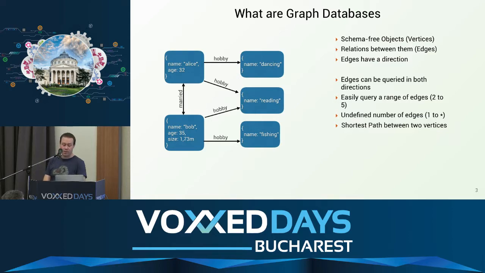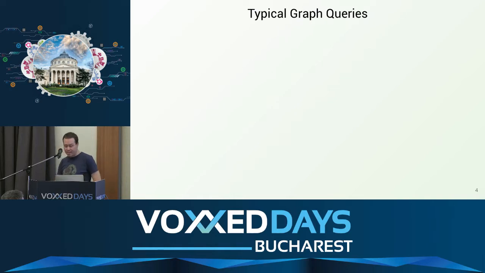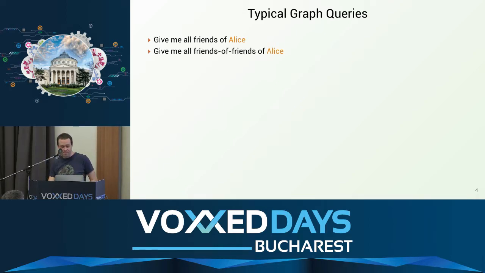And what they also can do is shortest path between 2 vertices. Just say vertex A, vertex B, just give me the shortest connection. One-liner. So what are typical graph queries where they perform very, very well? Example, give me all the friends of Alice. That would be starting at one point, 1 step ahead, look at all the directly connected objects. Give me all friends of Alice.